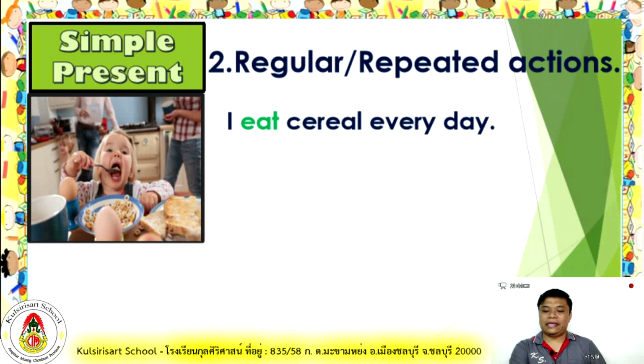For example, I eat cereal every day, but actually I'm eating rice every day. So I eat rice every day. For me, it's a regular action or repeated action. How many times do you eat rice every day? 2 times a day? 3 times a day? So I eat cereal every day. So this form is in simple present form.